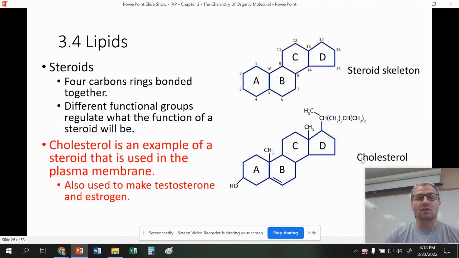All right, steroids. This is our last group of lipids, and just a reminder, all lipids are hydrophobic in some way. This is a lipid that doesn't have fatty acids. You can see they're just 4 carbon rings. You have 1, 2, 3, 4. These 4 carbon rings make it pretty nonpolar, which means it's going to push away water. There will be different functional groups that regulate the function of the steroid. So structure determines function. In this case, you have different steroids that can be produced with different functional groups.